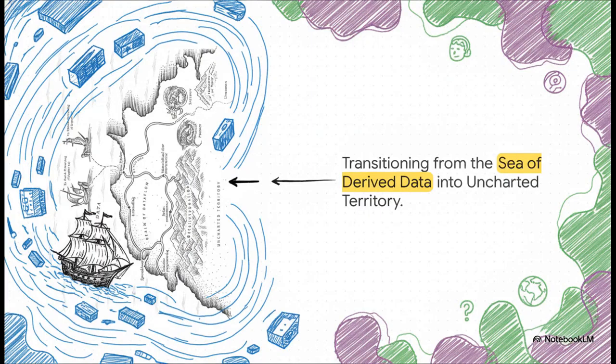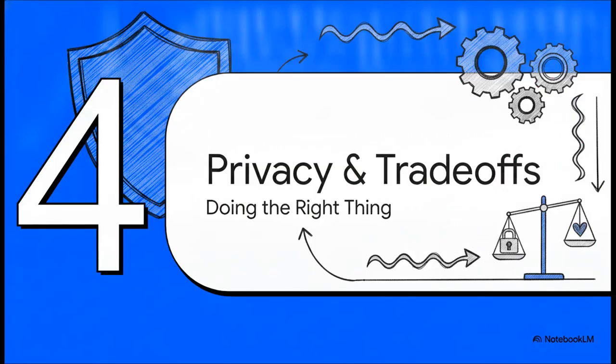Now, as we master this sea of derived data, and really perfect our reactive programming models, we inevitably leave the safety of pure engineering behind. We're sailing into the uncharted territory of real-world human impact. We've figured out the architecture, the scalability, the fault tolerance, but now we have to figure out the consequences of what we've built and how these massive systems actually intersect with society. Which brings us to our final section, privacy and real-world trade-offs, or simply doing the right thing with data.